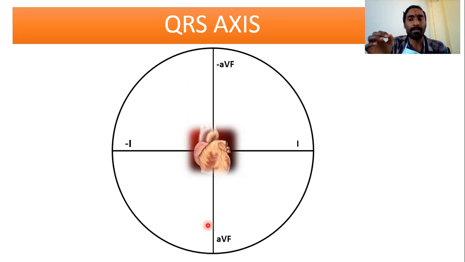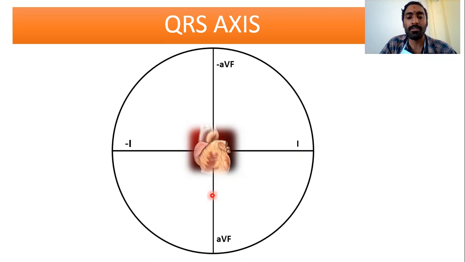Once we understand that, we'll come to the concept called axis. So what does axis represent? Axis represents the net direction of ventricular activation. Each wave has its own axis. The P wave has its own axis, the QRS has its own axis, the T wave has its own axis. But commonly we use the QRS axis. So how to determine that?